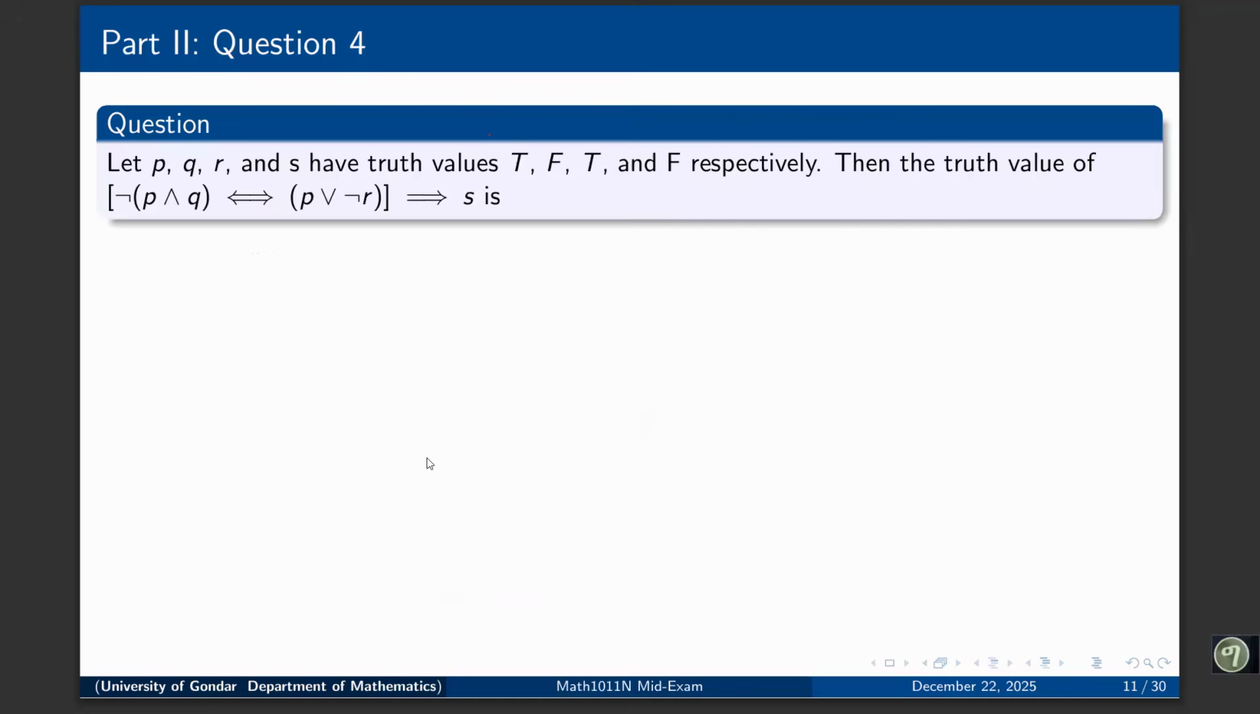Okay, next. Question number 4. Let P, Q, R, and S have truth values true, false, true, and false respectively. Then the truth value of negation of P and Q, if and only if P or negation of R, implies S is blank. That is, in order to determine the truth value of this compound statement, we only substitute the corresponding truth values for each component statement.